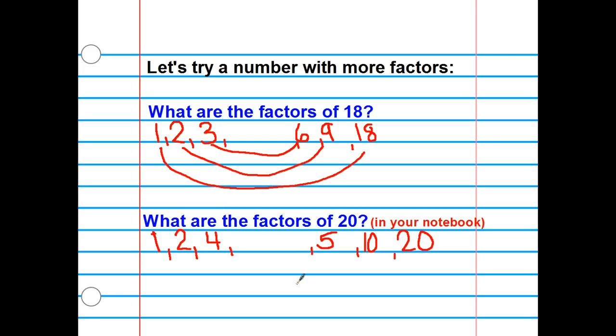So because 5 is my factor pair with 4, I've actually completed this. I'm back to 5, so I know I've done them all. 1 times 20 is 20. 2 times 10 is 20. And 4 times 5 is 20. And yes, I have them all because I did it as a rainbow. And there's nothing between 4 and 5 that I can multiply to get 20.